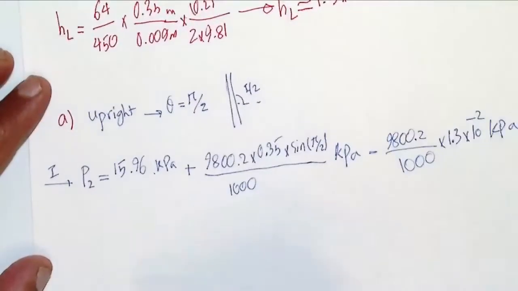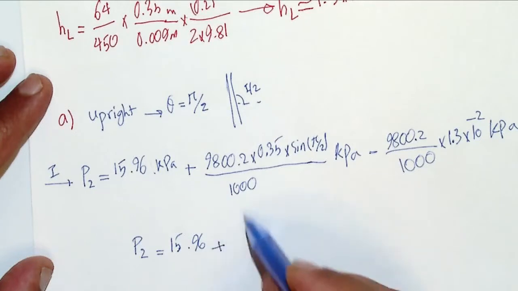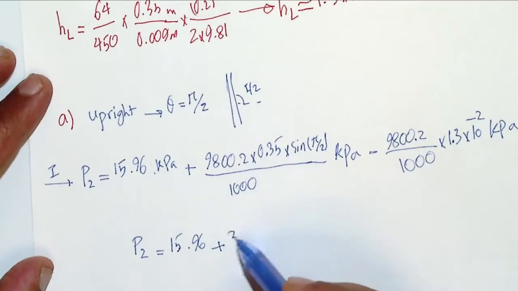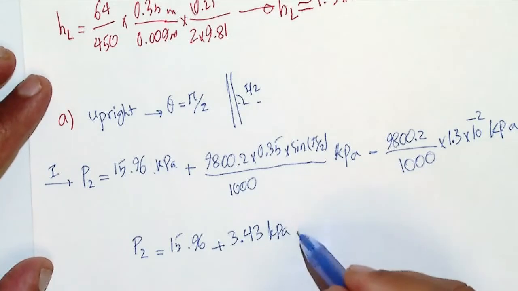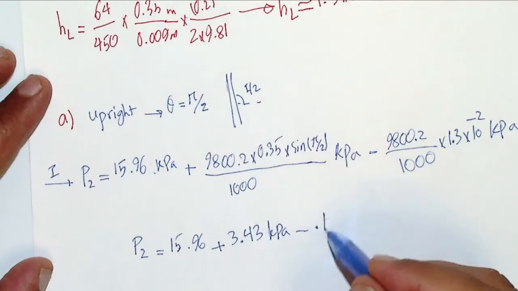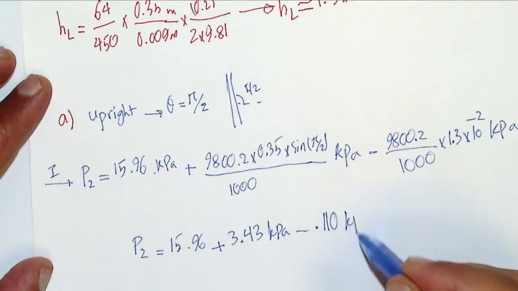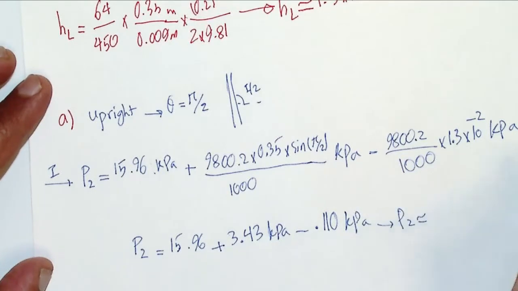So if we find it out, P2 is going to be 15.96 for P1, plus the second term, which is 3.43 kilopascal. Excuse me, and minus the third term, which is 0.11 kilopascal. Okay, and the answer would be P2 almost equal to 19.3 kilopascal.